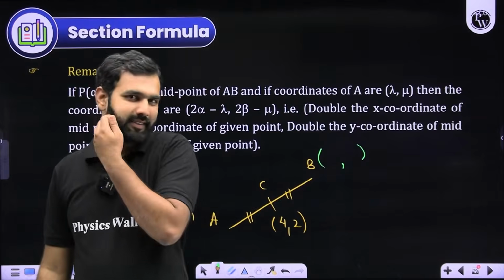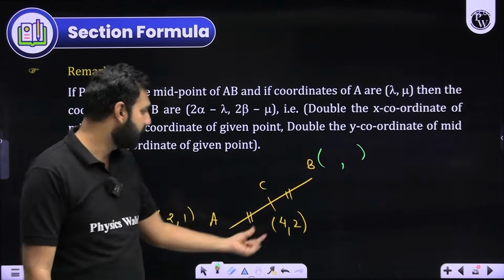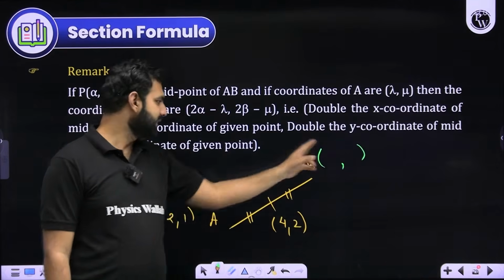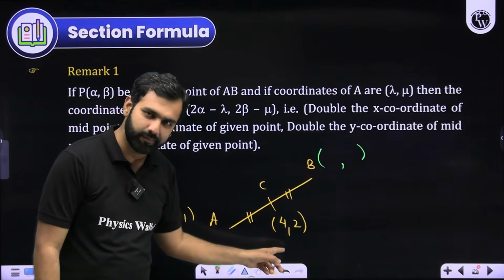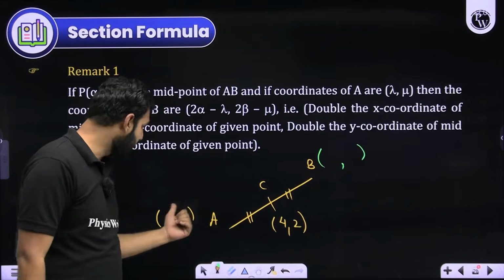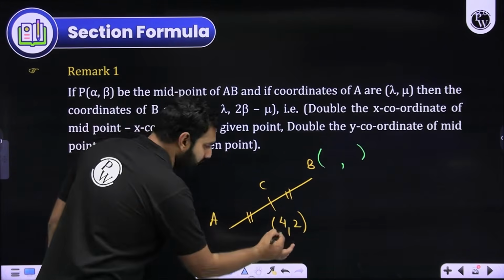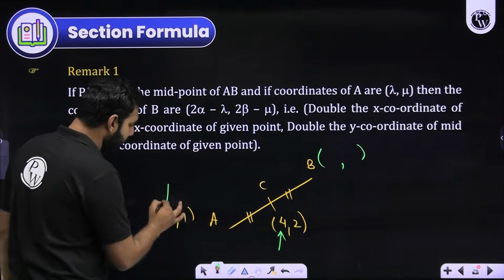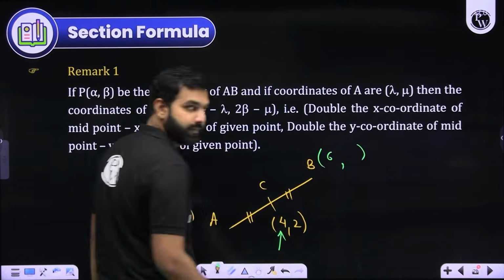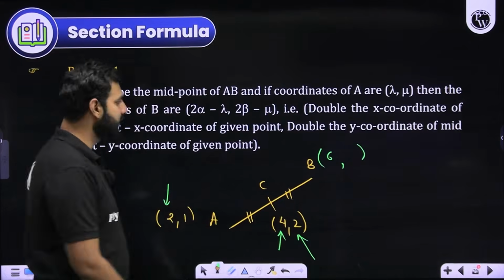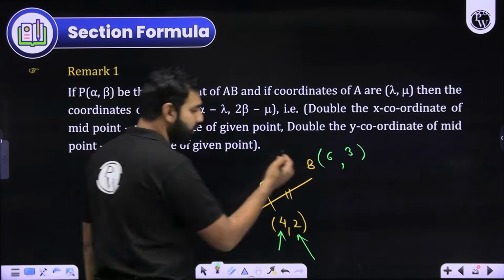Rather, there is a standard method. What you say is that, sir, double of this minus this will also be this. Because this plus this divided by 2 was this. So double of this minus this will be this. What I'm trying to say here is double of 4 is 8. 8 minus 2 is 6. So this will be 6. Double of 2 is 4. 4 minus 1 is nothing but what? 3. So this is going to be 6, 3.